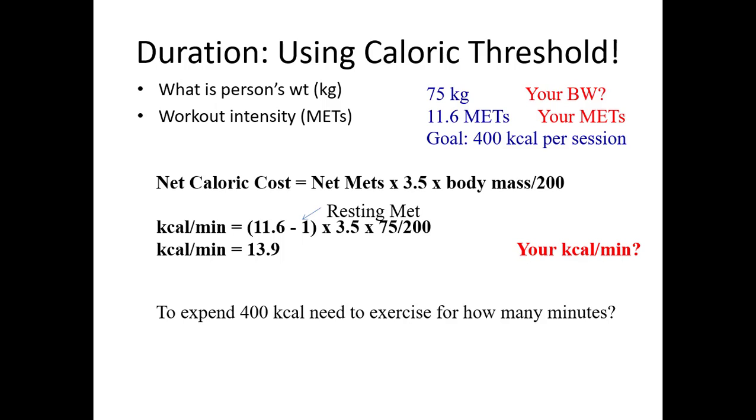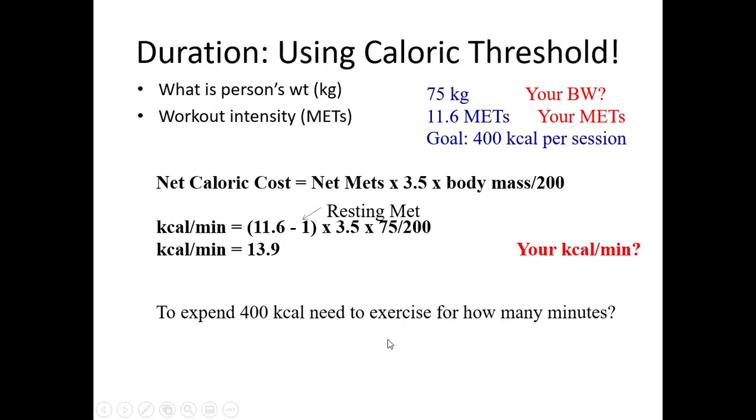So how about our goal? 1200 kilocalories per week, right. But in our demonstration it is 3 times per week. The frequency is 3, we already decided. We already reached consensus, right? So every session, this person metabolizes 400 kilocalories, right? So it means we have the net calorie cost in kilocalories per minute. So this number means to expend 400 kilocalories, right?